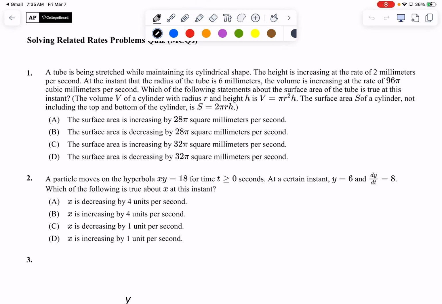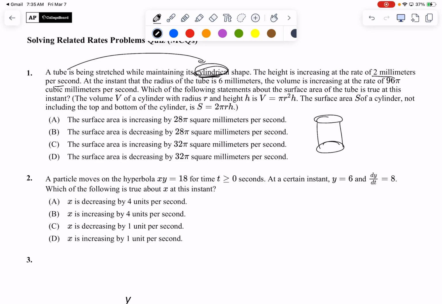So a tube is being stretched while maintaining its cylindrical shape. The height, so you've got a tube, and it's in the shape of a cylinder. The height is increasing at a rate of 2 millimeters per second. So you've got this tube. It's a cylinder, so it's going to look something like this. The height is increasing at a rate of 2 millimeters per second.